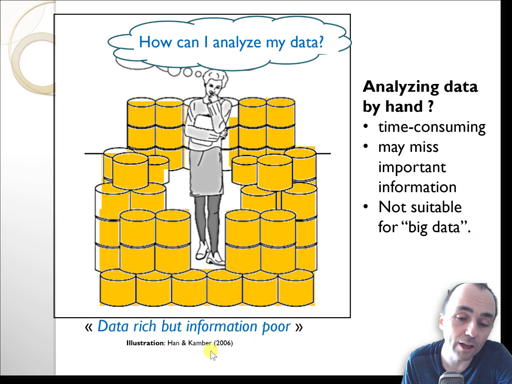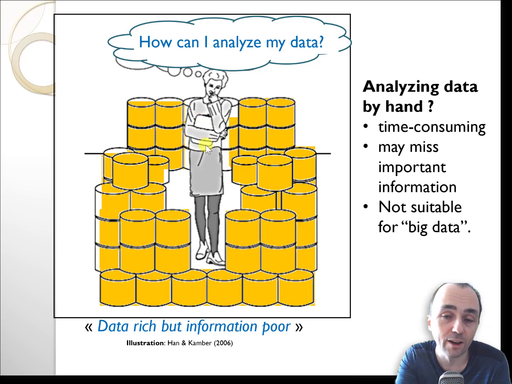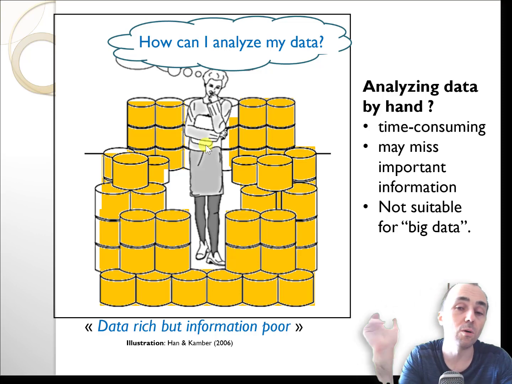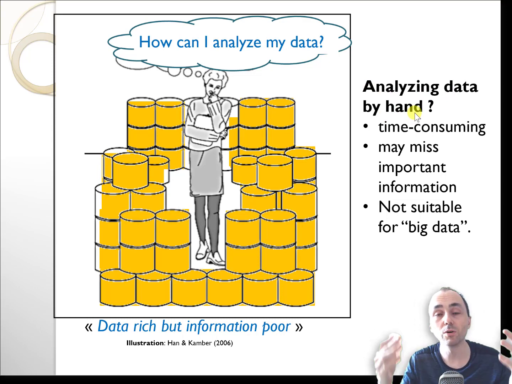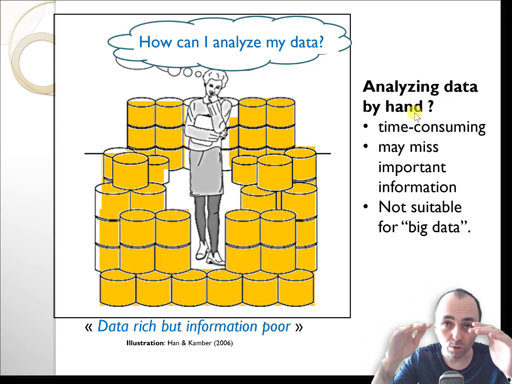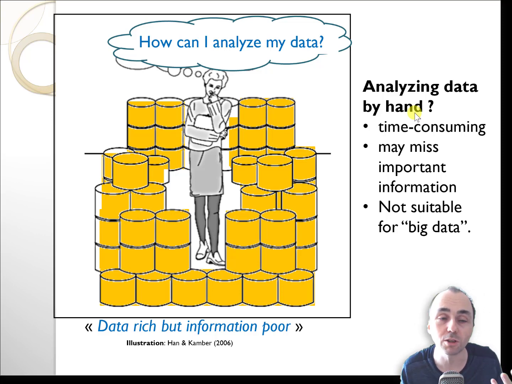So here I have a picture from the book of Han and Kamber that illustrates this problem. We have a lady here, maybe she's the owner of a business, and she has a lot of data, and she asks, how can I analyze my data, let's say about all her customers? One solution could be, what about we analyze the data by hand? That means we just read line by line and try to see what happened in our data, what are the values, what is special in our data.